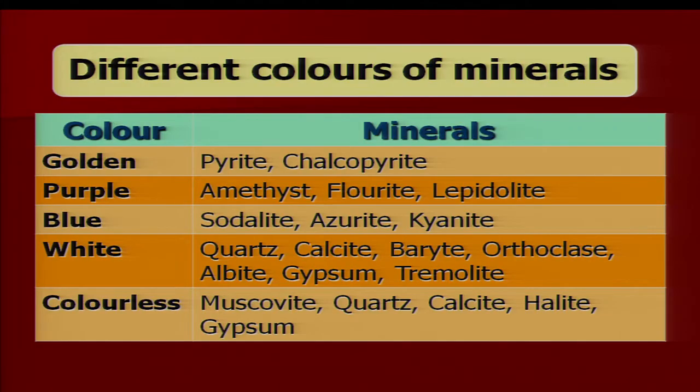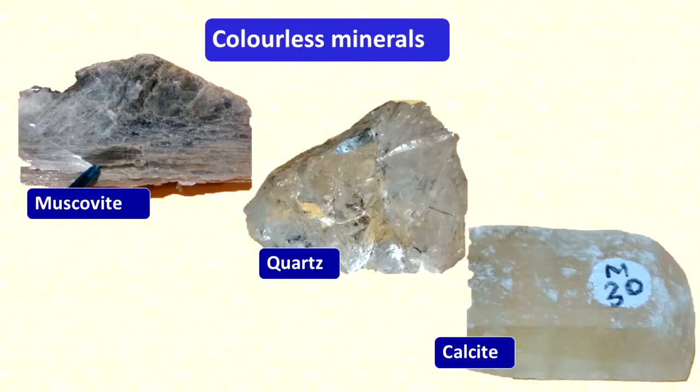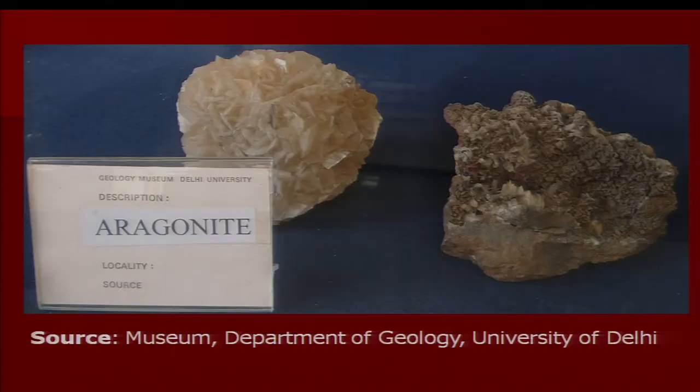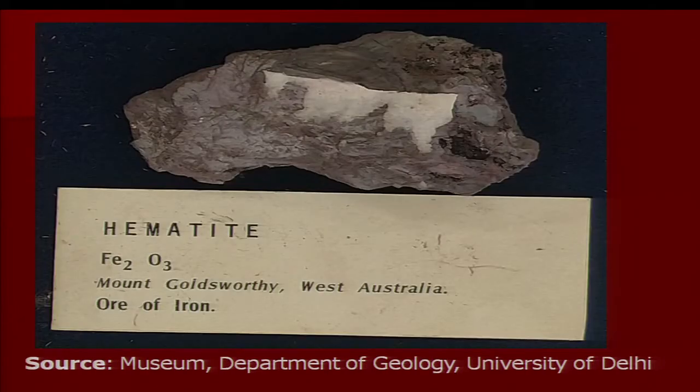Then there are certain minerals which are colorless. What are those minerals? They are muscovite, quartz, calcite, halite and gypsum. They are colorless. So, there are colorless minerals, white colored minerals, blue colored minerals, purple colored minerals, and golden colored minerals in nature. I am giving an example of aragonite, which is white in color. Similarly, hematite is also shown here, which is an iron ore.